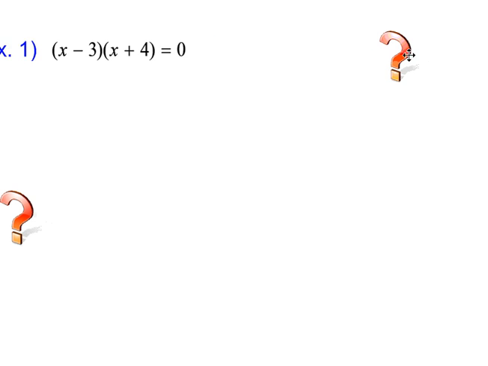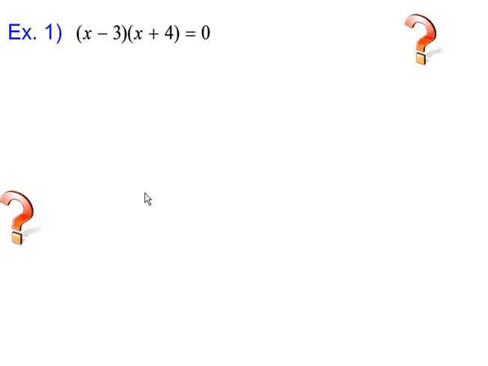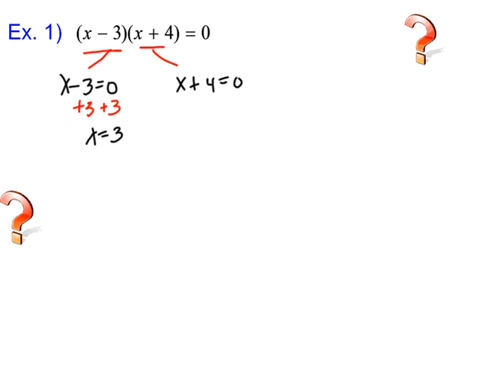So let's take a look at some questions. First off, let's look at this example. x minus 3 times x plus 4 equals 0. Since it's already factored, it's saying something times something equals 0. We can take each of these factors separately and set them equal to 0 to find out what number we would plug in. In this first instance, we would add 3 and find out that x equals 3. Over here, we would subtract 4, and then we would find out that x equals -4. And these are our solutions.